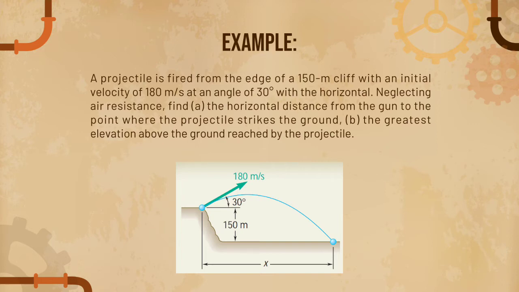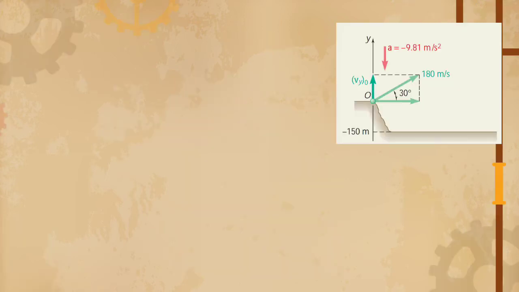Example: a projectile is fired from the edge of a 150-meter cliff with an initial velocity of 180 meters per second at an angle of 30 degrees with the horizontal. Neglecting air resistance, find A, the horizontal distance from the gun to the point where the projectile strikes the ground, and B, the greatest elevation above the ground reached by the projectile. The vertical and the horizontal motion will be considered separately.